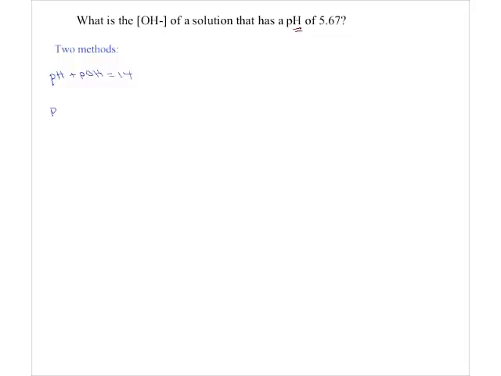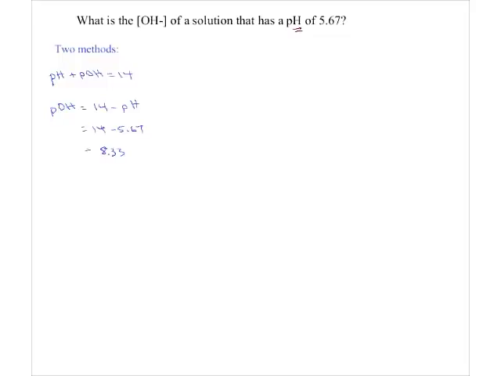So now I can solve for pOH. That's going to be 14 minus the pH. So that's going to be 14 minus 5.67. And what does that equal? It works out to be 8.33.